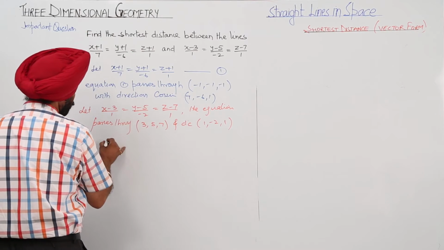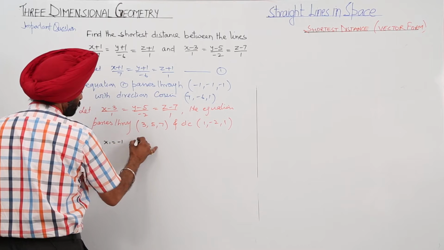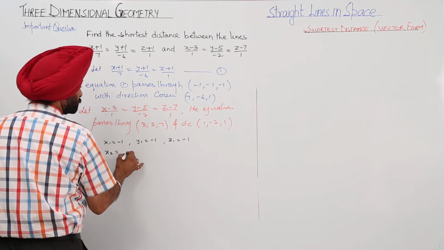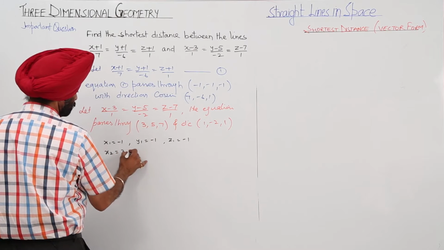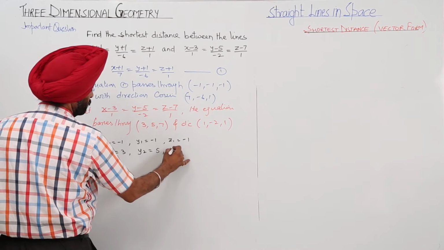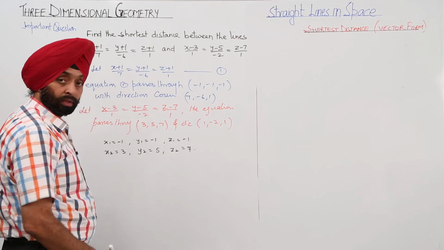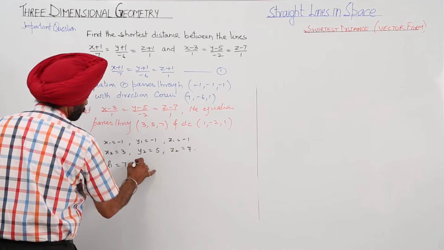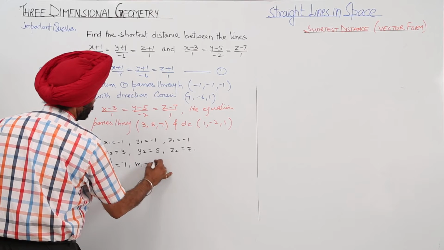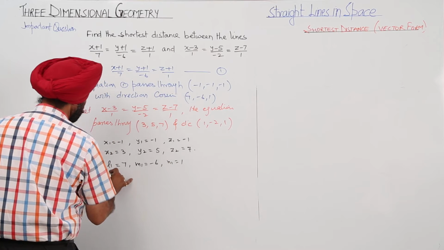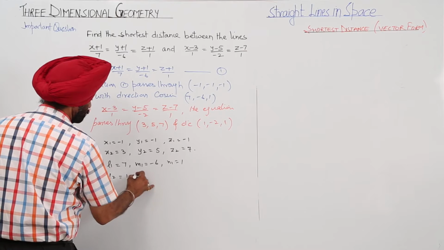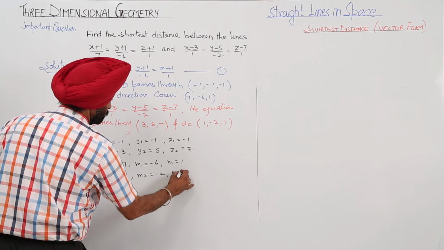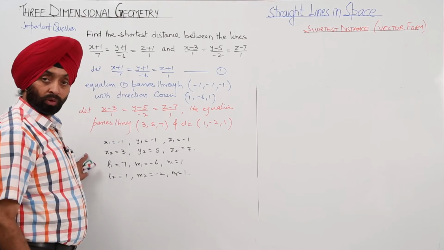From equation 1 we have x1 = -1, y1 = -1, z1 = -1, and x2 = 3, y2 = 5, z2 = 7, with direction ratios l1 = 7, m1 = -6, n1 = 1, l2 = 1, m2 = -2 and n2 = 1. Now these are the values we got from the equations.